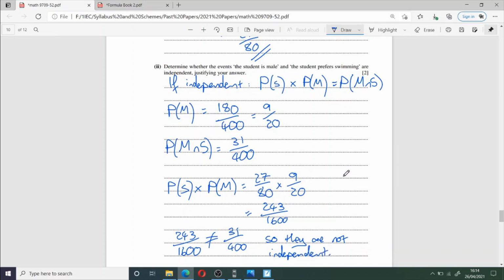Okay, so all that means is that either males or females are slightly more likely or slightly less likely to prefer swimming in this sample. So it's not the same for both groups of people.